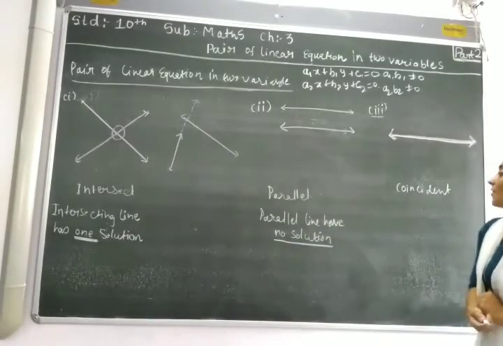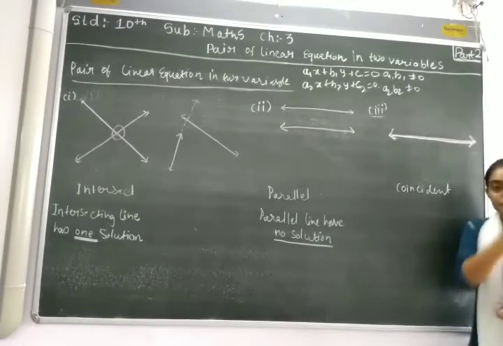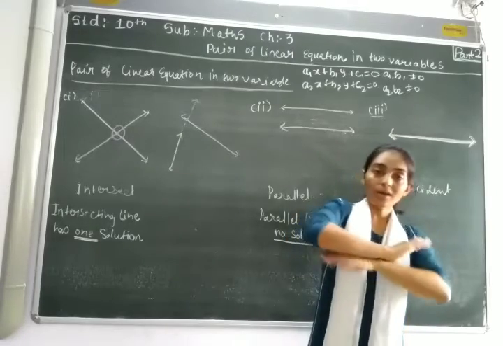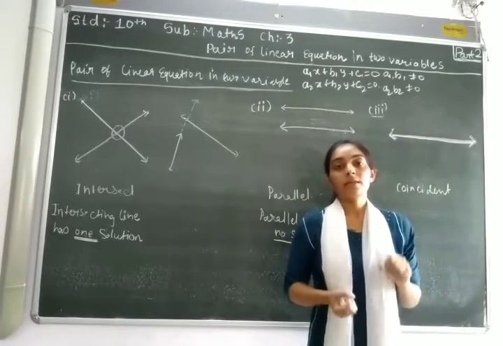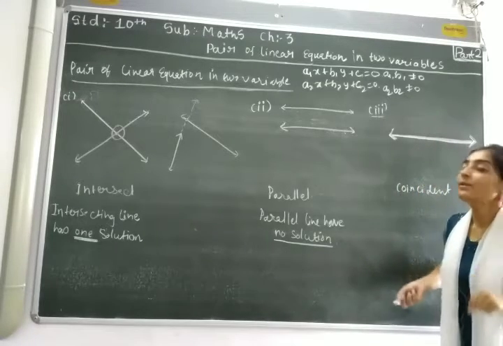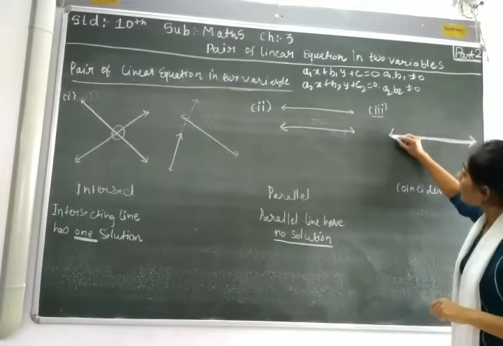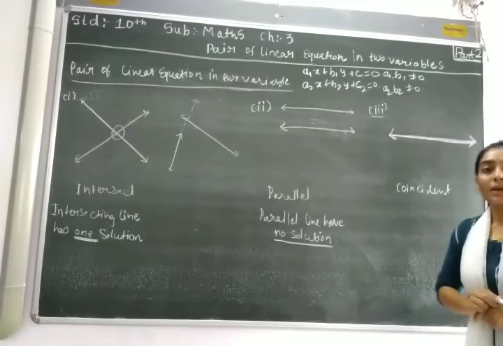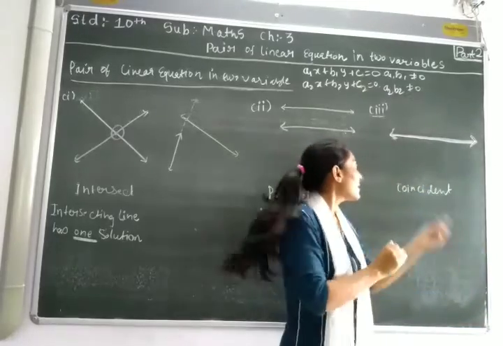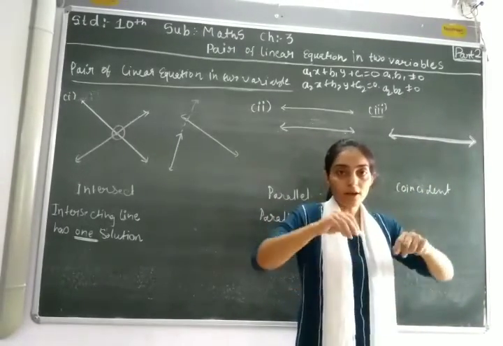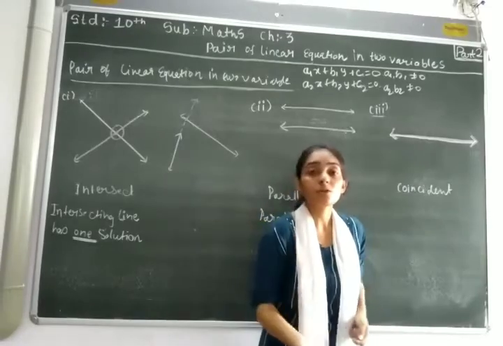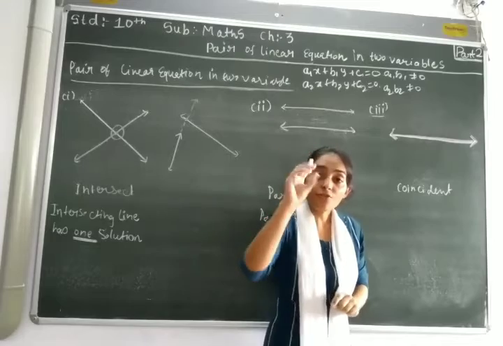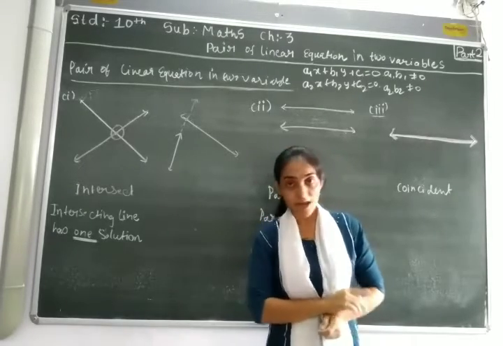Now the third one, coincident lines. Coincident lines mean they both lie on each other. It means whatever value of this white line is, it is satisfied by this pink line. That is why they coincide with each other. How many solutions do these two linear equations have? There are infinite solutions.